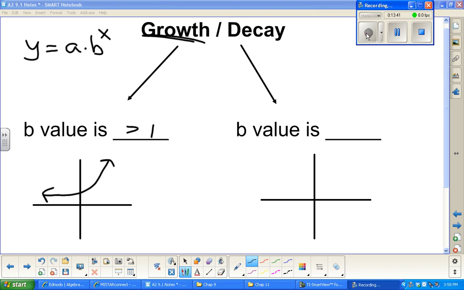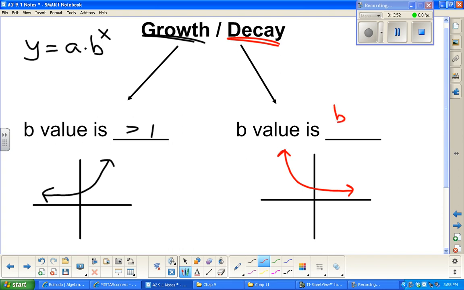Okay, and the graph will look like that, where as it goes to the right, it increases. The other option is this decay. We saw the graph look like that. This is one we just finished. This is when the b value is between 0 and 1. So it's going to be less than 1, but it's going to be bigger than 0.